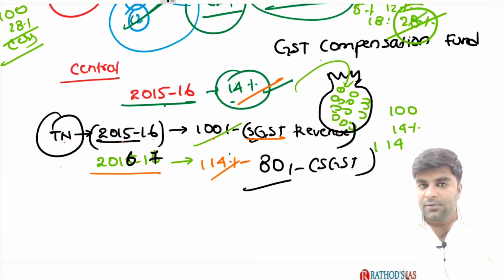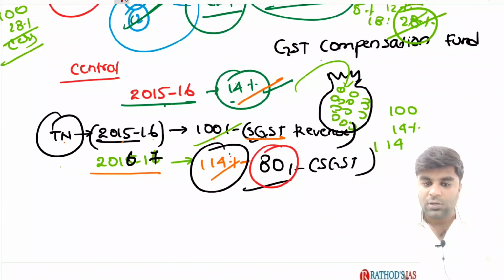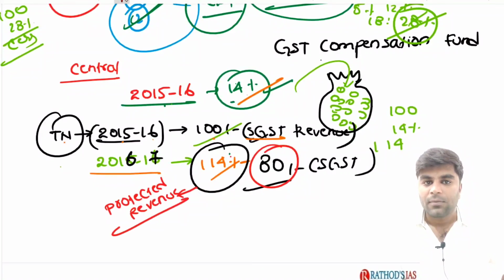Now what's the difference here? So what should be the actual collection? It should be 114. See, what should be the collected amount is 114, but actually they have collected 80. Guys, you have to remember this collected revenue. What should be collected revenue is called protected revenue. These terms are very much important for your UPSC.